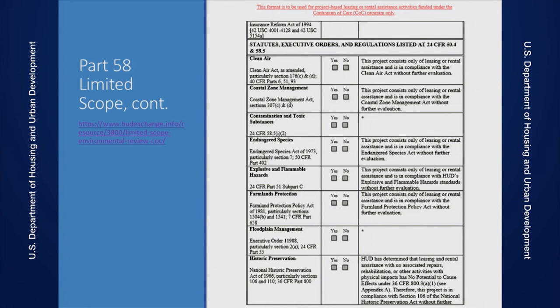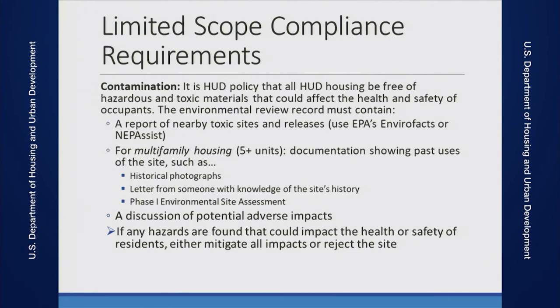You'll notice that you'll also be asked to indicate whether formal compliance steps or mitigation are required for each law and authority, even those where the compliance determination was written for you. That's because that's a decision that must be made by the responsible entity because it will determine whether the project can convert to exempt. So let's take a look at each of those laws and authorities that you're going to need to work through. Let's start with contamination.